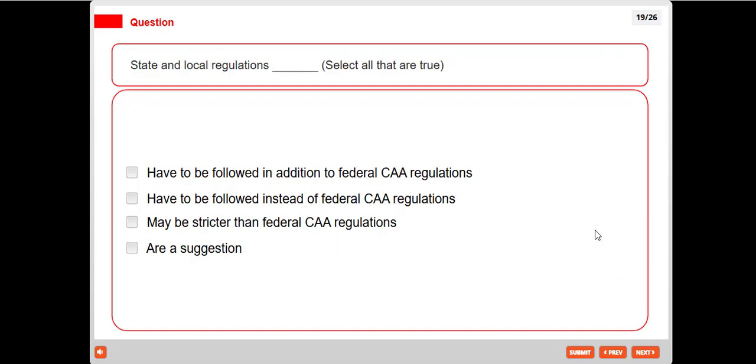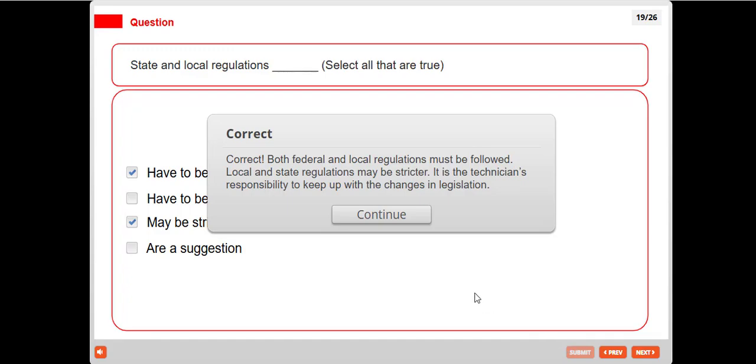State and local regulation. Select all that are true. Have to be followed in addition to federal CAA regulation. See, it's talking about state and local regulation. Have to be followed in addition to federal regulation. Have to be followed instead? No, in addition. May be stricter than federal regulation. Yeah, correct. Both correct.